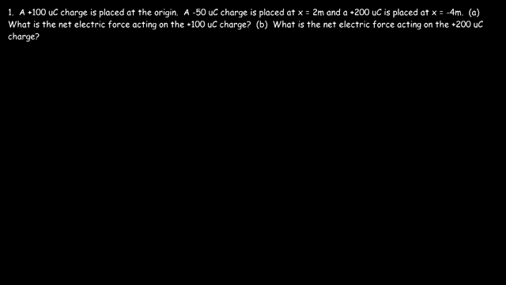A 100 microcoulomb charge is placed at the origin. A negative 50 microcoulomb charge is placed at x equals 2 meters relative to the origin, and a 200 microcoulomb charge is placed at x equals negative 4 meters. What is the net electric force acting on the 100 microcoulomb charge?